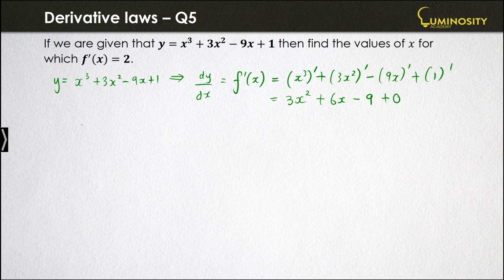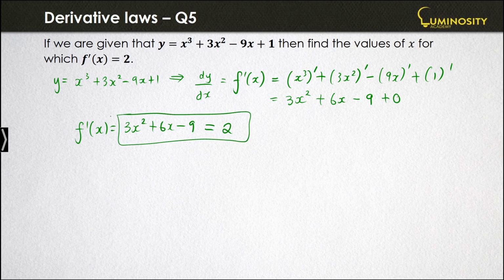Okay, so now we've got our derivative function f prime x. It is 3x squared plus 6x minus 9. Now we want to solve this equation when it's equal to 2. So we have a quadratic equation that we need to solve now. So let's bring the 2 across. So we have 3x squared plus 6x, now minus 9 minus 2 is going to be minus 11 equals 0. So now I have a quadratic equation in the general form equals to 0.